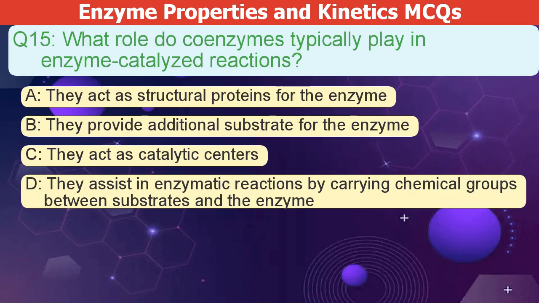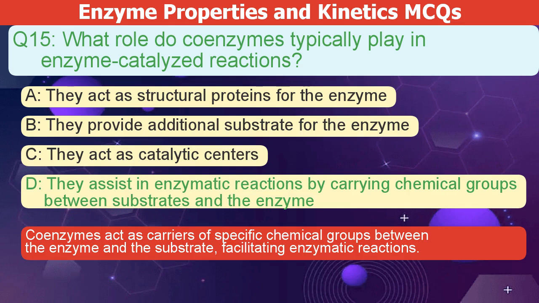What role do coenzymes typically play in enzyme-catalyzed reactions? A. They act as structural proteins for the enzyme. B. They provide additional substrate for the enzyme. C. They act as catalytic centers. D. They assist in enzymatic reactions by carrying chemical groups between substrates and the enzyme.